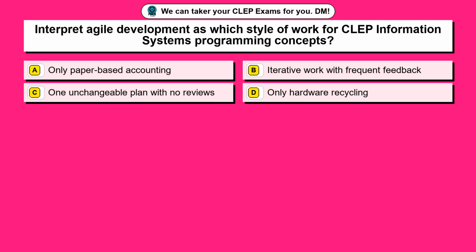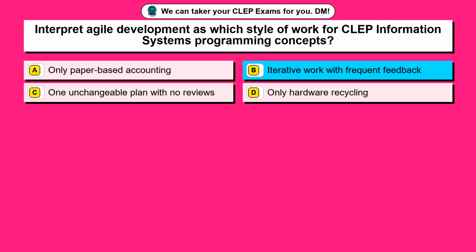Question 70. Interpret Agile development as which style of work for CLEP Information Systems programming concepts? Option A. Only paper-based accounting. Option B. Iterative work with frequent feedback. Option C. One unchangeable plan with no reviews. Option D. Only hardware recycling. The correct answer is option B.